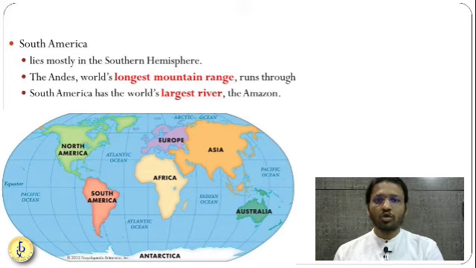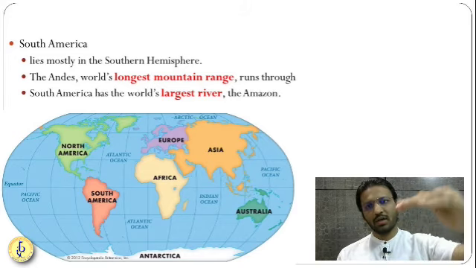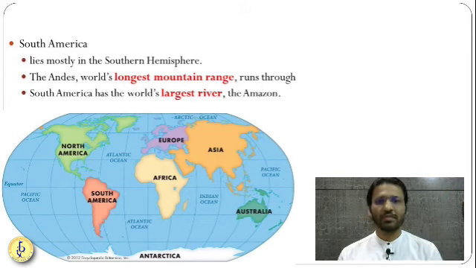A little part of South America is present in the northern hemisphere, but mostly it is present in the southern hemisphere. The equator and the Tropic of Capricorn are passing through South America.